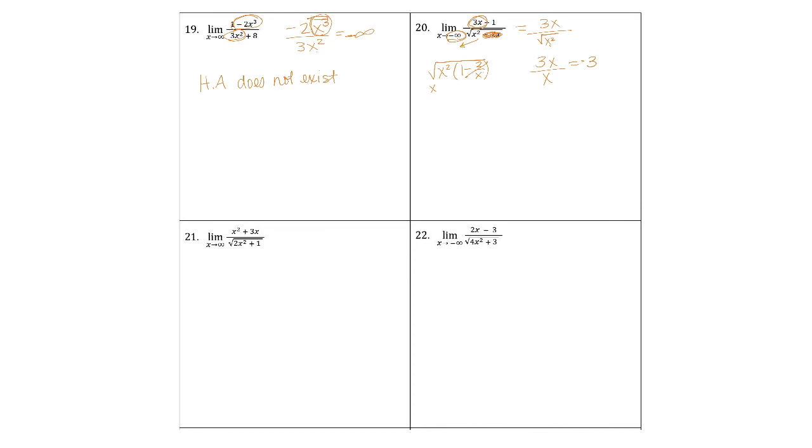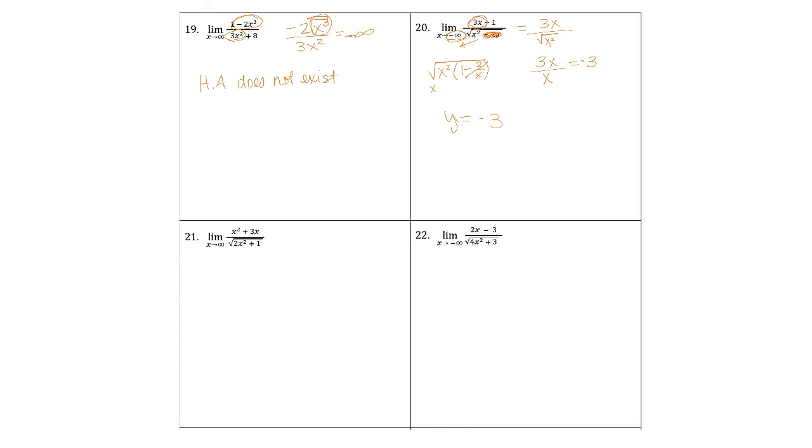Right, and then in number 20, the same idea here. We're going to end up with a horizontal asymptote at y equals -3. All right, so moving on, let's look at 21.